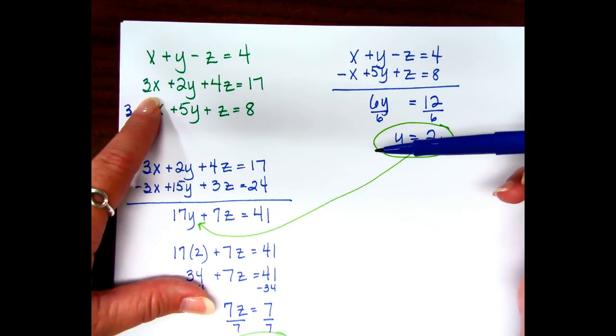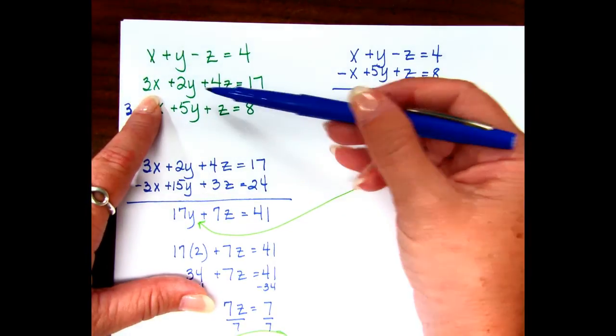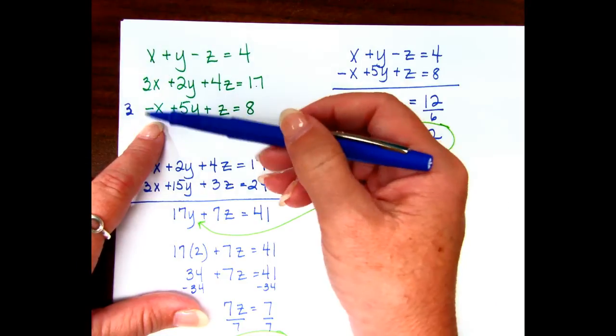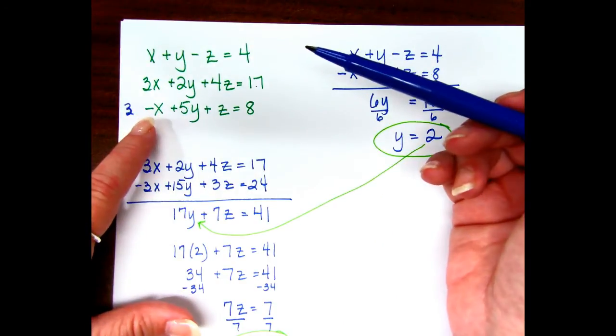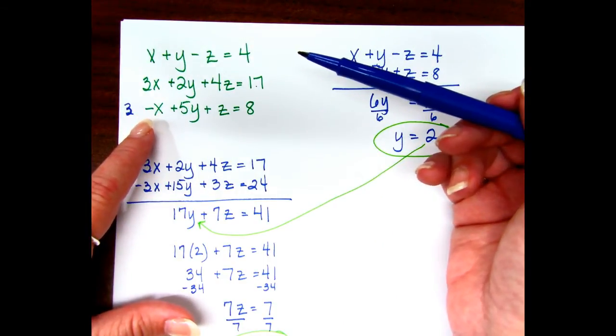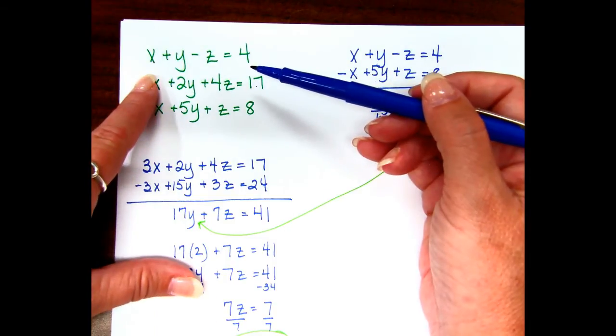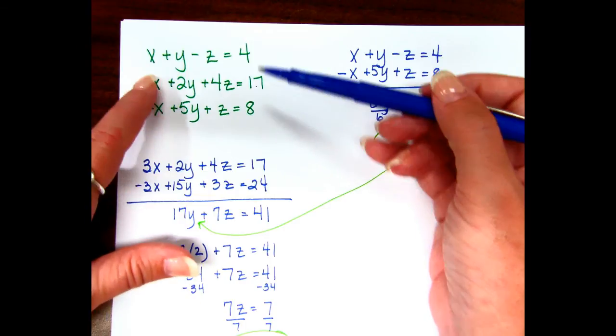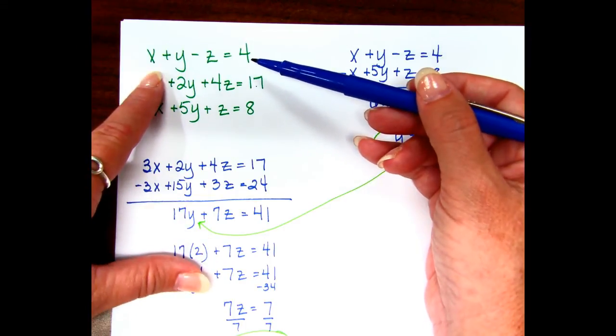Is this a bad choice? No, but these numbers are a little bit bigger. Is this a bad choice? No, but this is negative. You know how I feel about negatives, right? So I would choose the first one. But again, both of these are also okay choices. I just feel like this one is better.